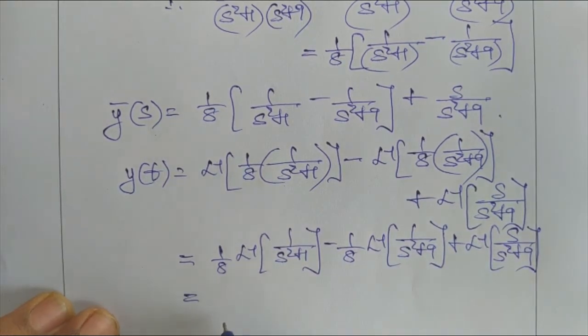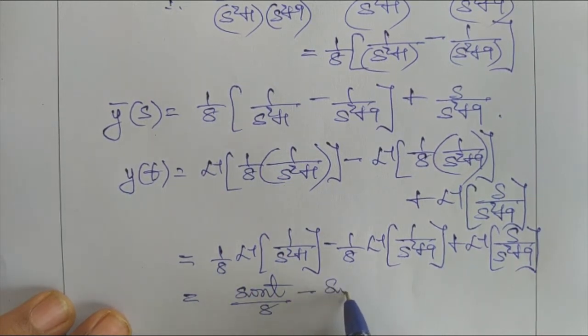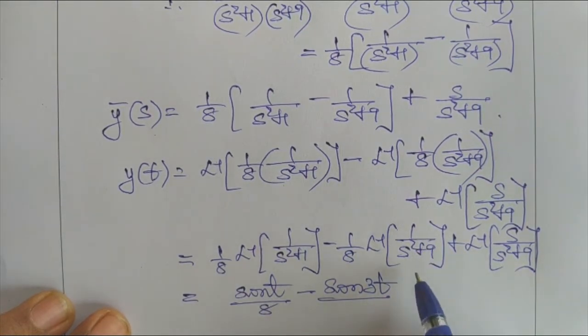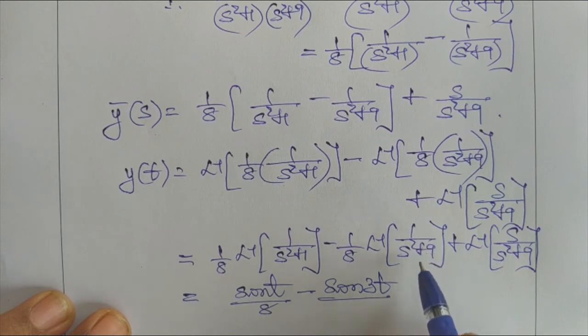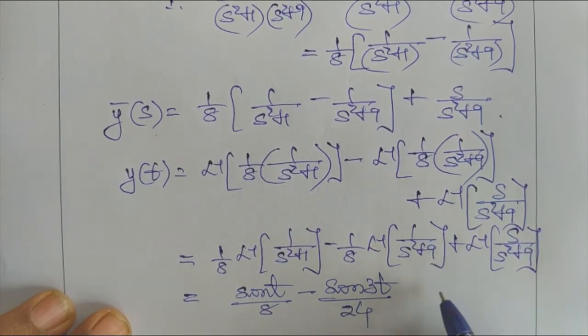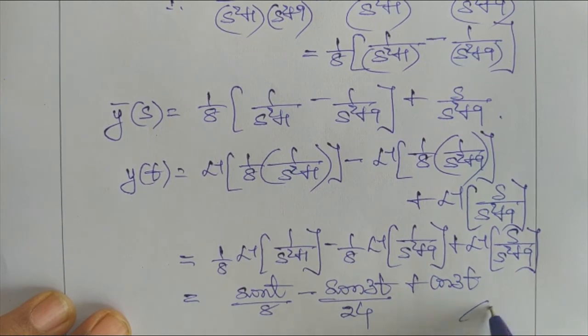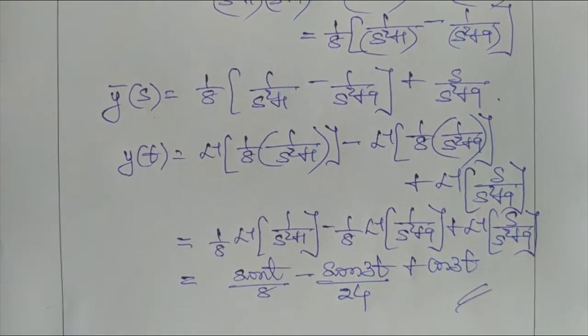So this is sin t by 8 minus sin 3t divided by 3. Here 3 is not there, therefore we can write it as sin 3t divided by 3, that is 3 into 8 is 24, then plus cos 3t. This is your answer.